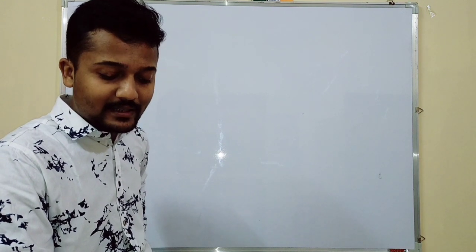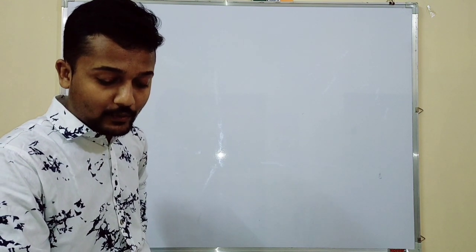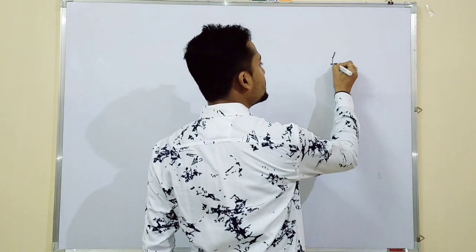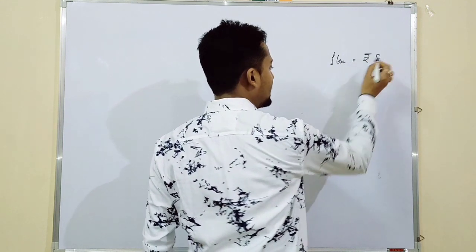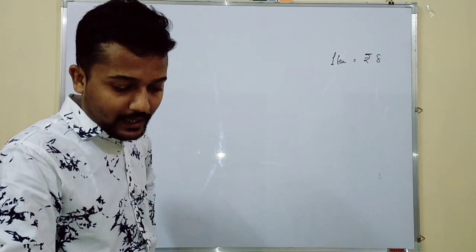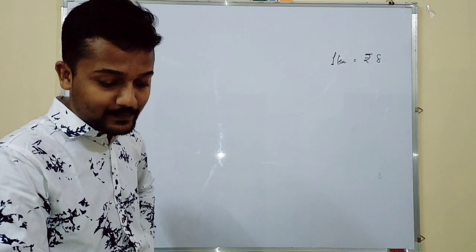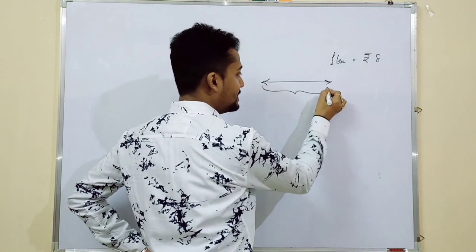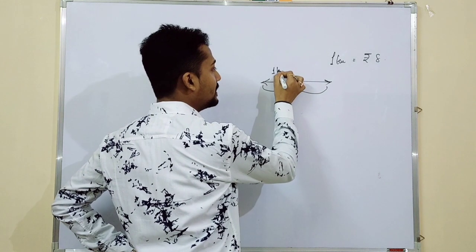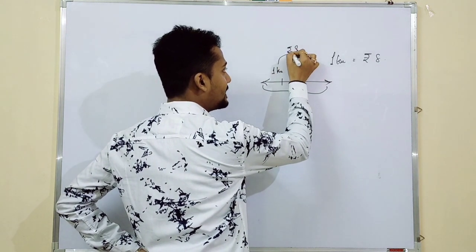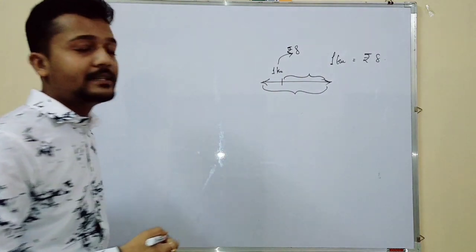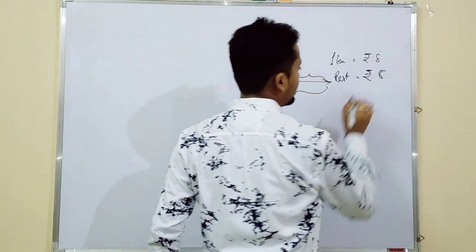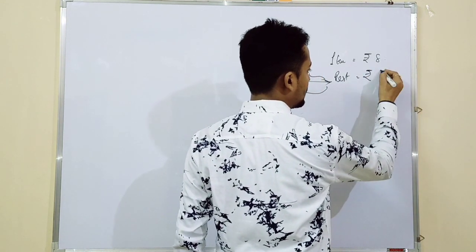The taxi fare in a city is as follows. For the first kilometer, the fare is rupees 8. That means for the first 1 kilometer, the fare is rupees 8. And for the subsequent distance, it is rupees 5. Say for example, if the distance covered is this much, the first 1 kilometer will be charged as rupees 8 and the rest of the distance will be charged as rupees 5.